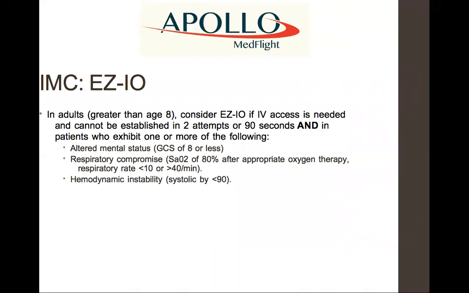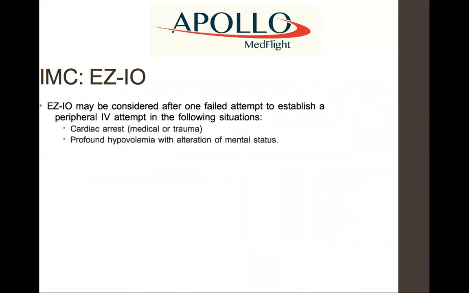So in adults greater than age 8, consider an IO if access is needed and cannot be established within 2 attempts or 90 seconds, and in patients who exhibit one or more of the following. Emphasis on and: 2 attempts and altered mental status, respiratory compromise, and hemodynamic instability. Basically saying we need IV access, we need a route for medications and fluid now. Is it really the good takeaway from that? In a few minutes, the patient's going to crash, essentially. This one is, we need it right now, we need it yesterday, we're already behind the 8 ball.